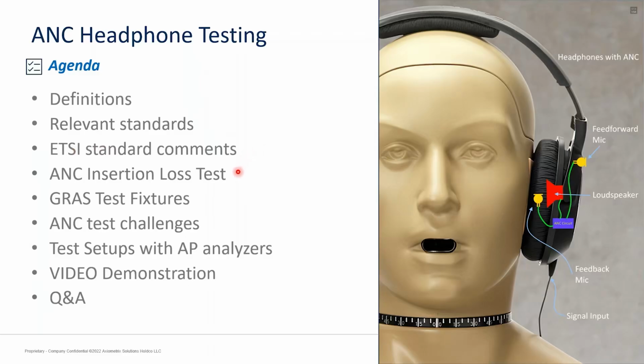Then we're going to look at how to perform an insertion loss test for ANC. We're going to look at some GRASS test fixtures and compare them. We're going to discuss the main or the basic challenges regarding ANC testing, and we're going to look at some test setups using Audio Precision analyzers. By the end of the webinar, we'll have a short video demonstration on how to do an insertion loss test using the APx500 software by AP. And last but not least, we're going to have the Q&A section.